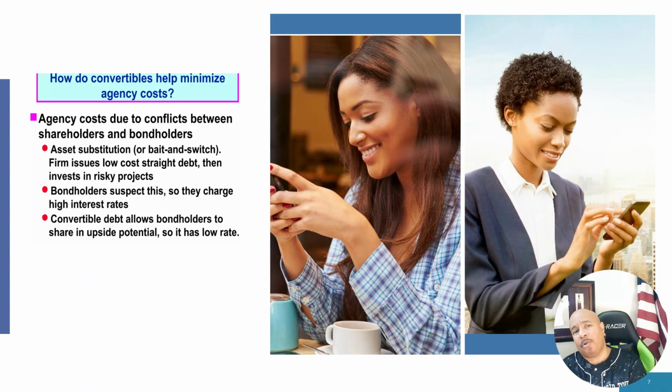So how do convertibles help minimize agency costs? Agency costs are due to conflict between shareholders and bondholders. Asset substitution, or we call it the bait and switch: firms issue low-cost straight debt, then invest in risky projects. Bondholders suspect this, so they charge high interest rates. So tit for tat, so to speak. And convertible debt allows bondholders to share in upside potential. So it has a low rate.